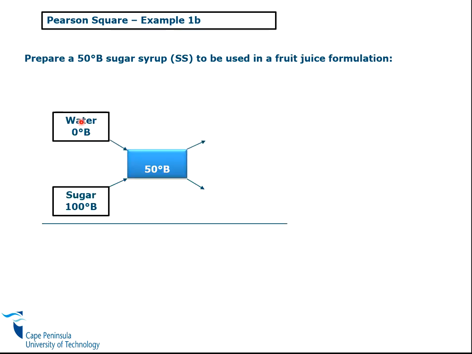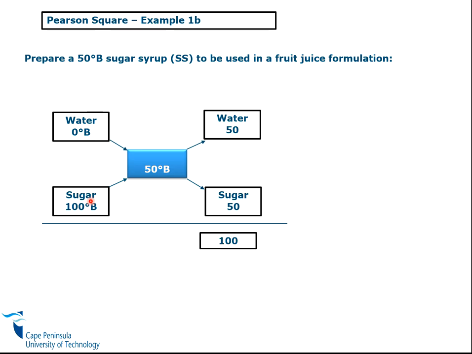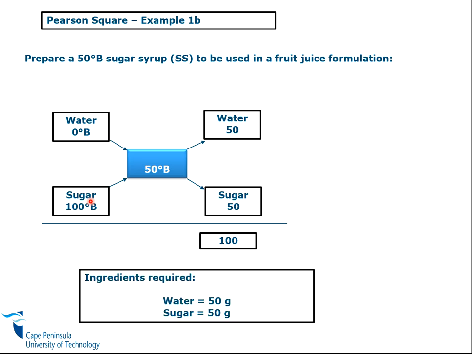We have water, which is always 0-degree Brix, and we have sugar, which is 100-degree Brix. So if we want to prepare a 50-degree Brix, we will then say 0 minus 50 and 50 minus 100, minus 50. Then we've got 50, 50. So 50 parts of water to 50 parts of sugar. In other words, you have a total solution which is 100 parts. Therefore, what are the ingredients that are required in this case? We require 50 grams of water to 50 grams of sugar.